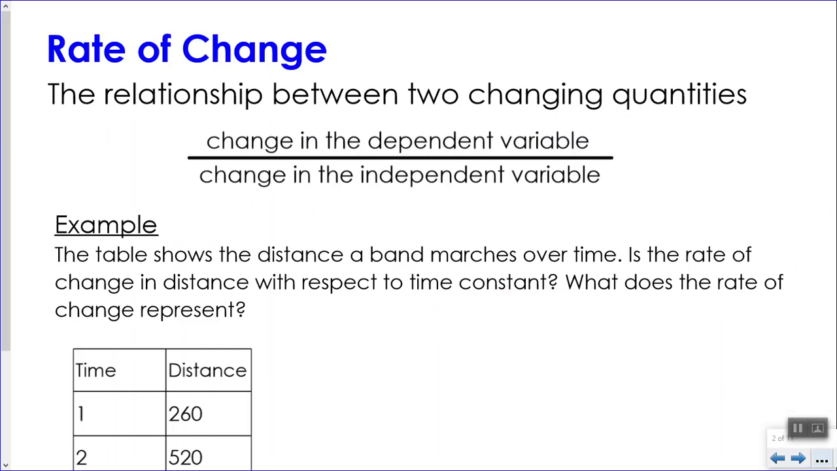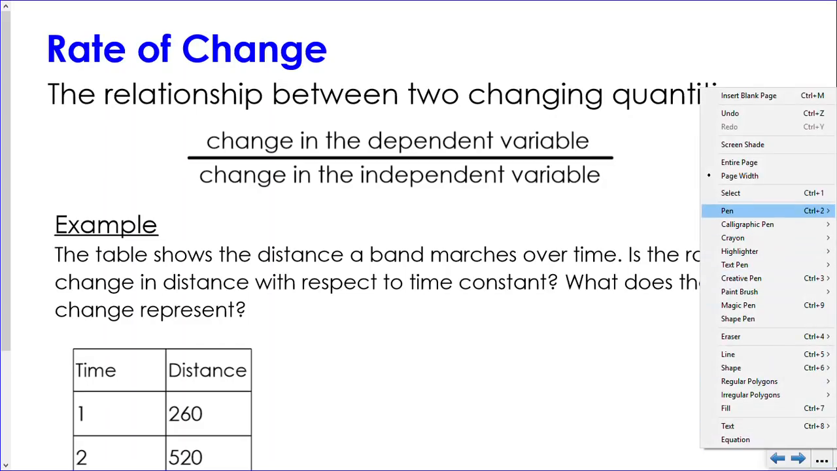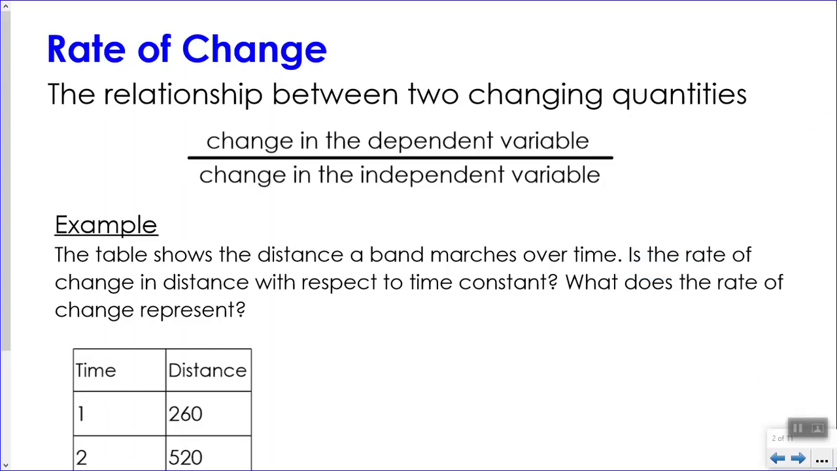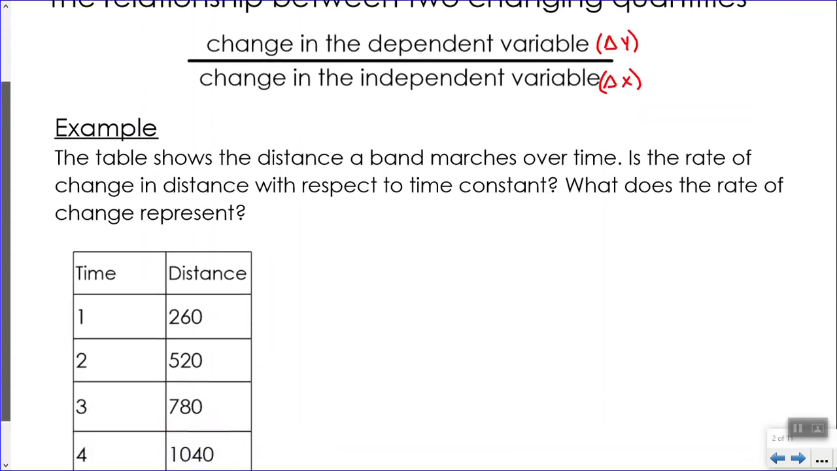Before we talk about slope, we want to talk about this idea of a rate of change. The rate of change is the relationship between two quantities that are changing together. Rate of change is always going to be defined as the change in the dependent variable, or your change in y, and we'll use that little delta to represent change, over the change in the independent variable, or the change in x. It's always y over x, just like when we did direct variation, y over x.